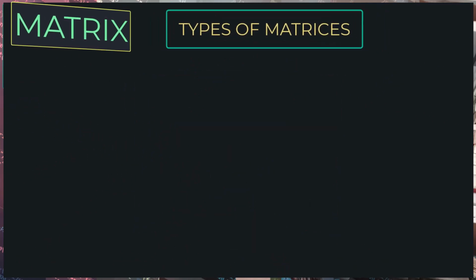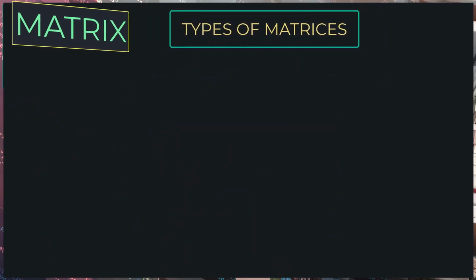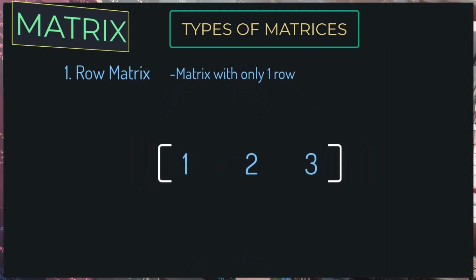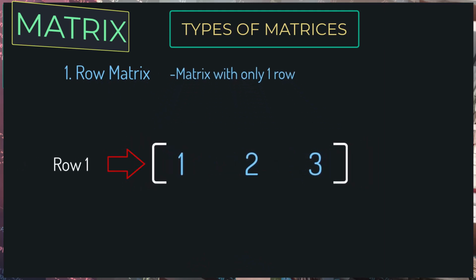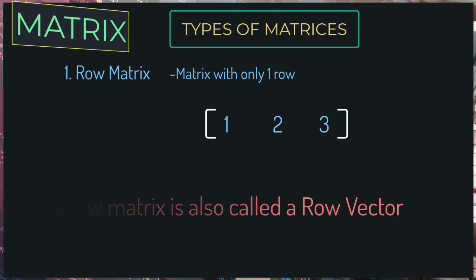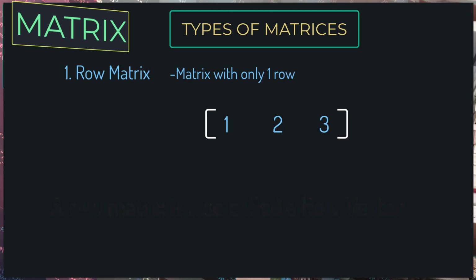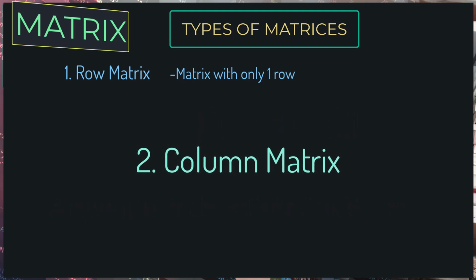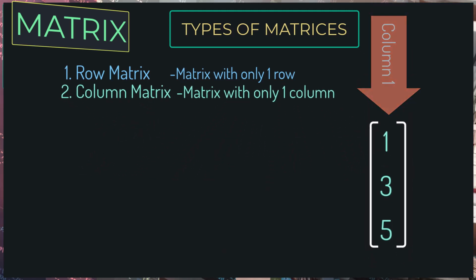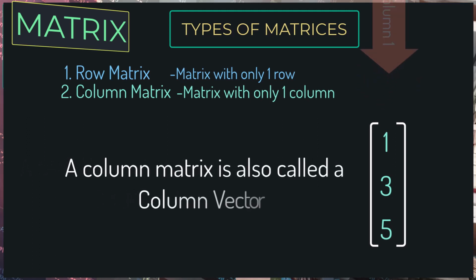Now we can discuss different types of matrices. The first one is a row matrix. As the name suggests, a row matrix has only one row. Matrix 1, 2, 3 written as a row is an example. A row matrix is also called a row vector. Second type is a column matrix. As you guessed it, it is a matrix having only one column. A column matrix is also known as a column vector.